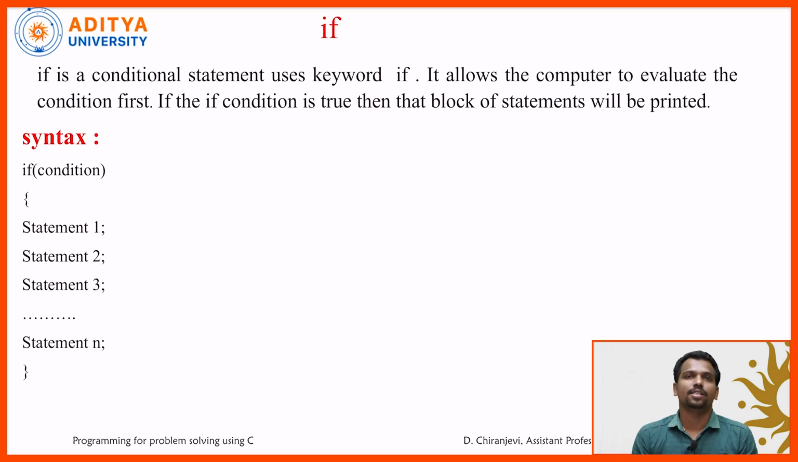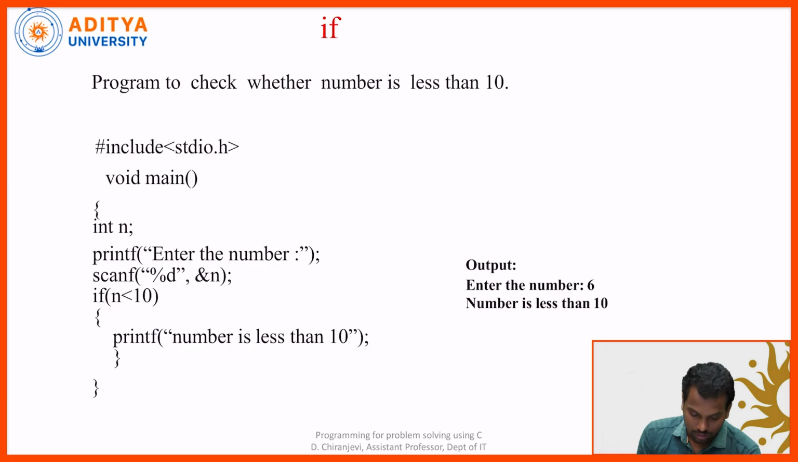Now, the first conditional statement is if. It uses the keyword if and allows the computer to evaluate the condition first. If this condition is true, then control will be transferred inside the block. If the condition is false, control will be transferred directly outside the block. If any statements are there, they will be displayed. With an example, I will discuss this if statement.